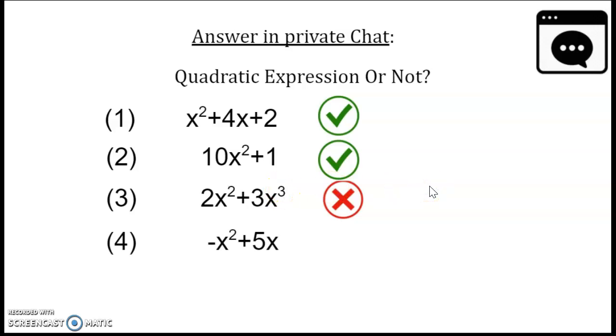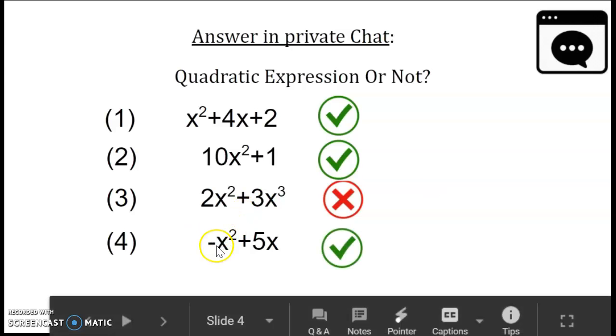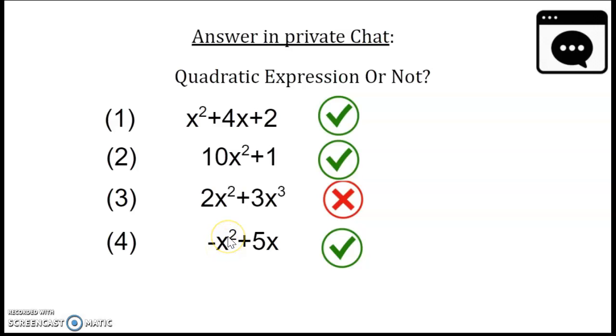What about negative x squared plus 5x? Yes, even though there's a negative in front of the x squared. We don't really care about the coefficient of x squared. We just care that it is x squared or y squared or something squared. It can be different variables, but it has to be squared.